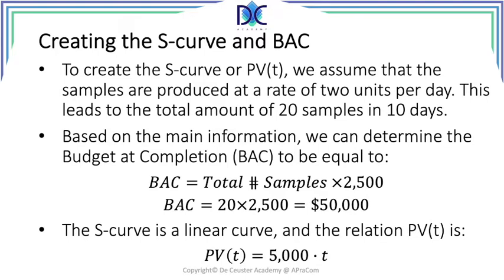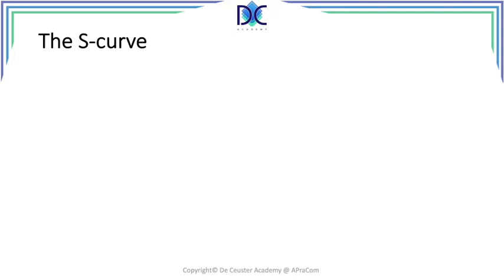Why do we have 5,000 here? Well, we have 2 deliverables per day. T is 1 day. So per day we expect to create a value of 5,000. And we can say that the planned value as a function of time is 5,000 times t. We will use that later, and we can draw the S-curve, which we have here.